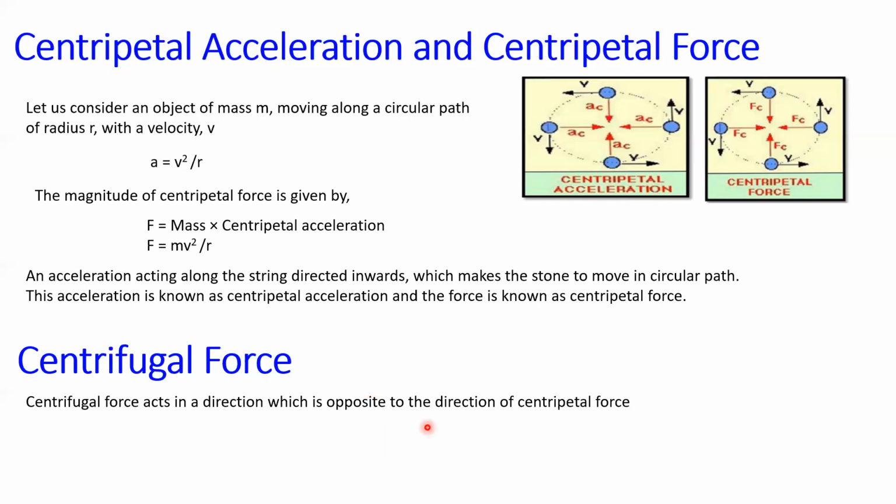The direction of centrifugal force is opposite to the centripetal force. In the previous diagram, we said FC, the centripetal force, acts towards the center. So centrifugal force will be acting from the center towards the object. The direction of centrifugal force is opposite to the centripetal force. An example for centrifugal force is the dryer in a washing machine.